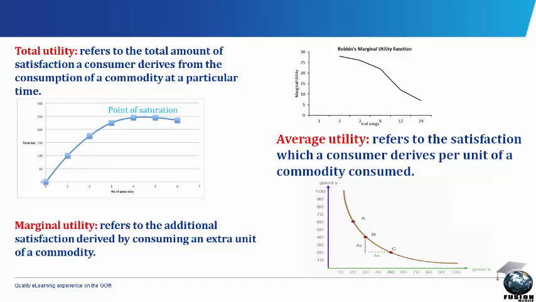Average utility. This refers to the satisfaction which a consumer derives per unit of a commodity consumed. A graph is also given to us. The x-axis consists of the units of the commodity consumed and the y-axis consists of the units of utility. To calculate the average utility, we take the total utility divided by the quantity consumed.